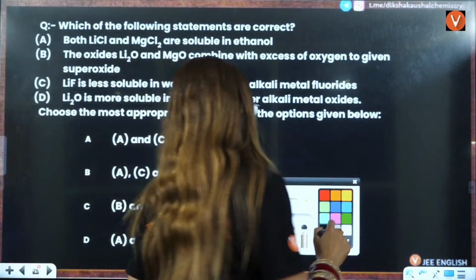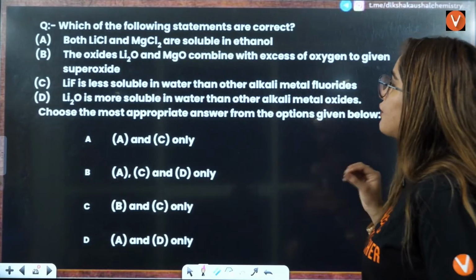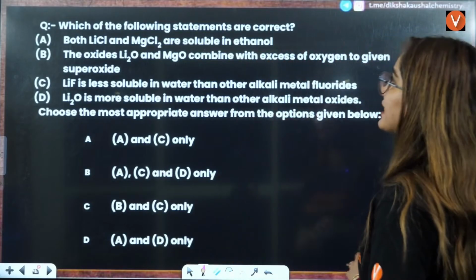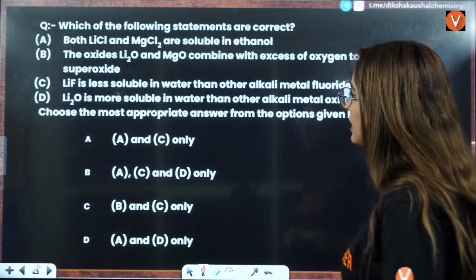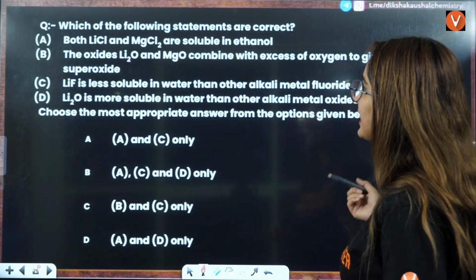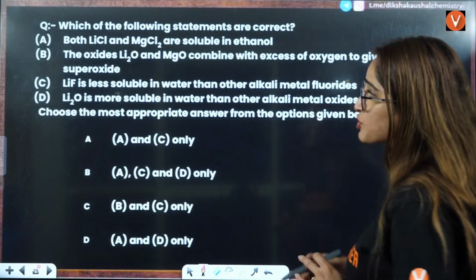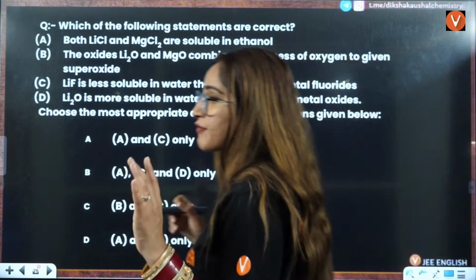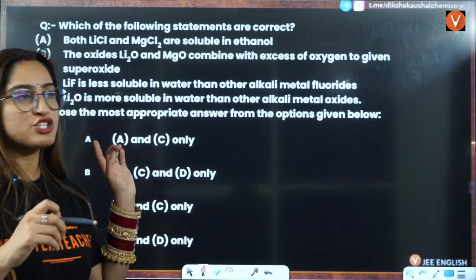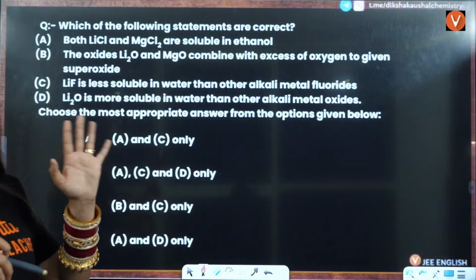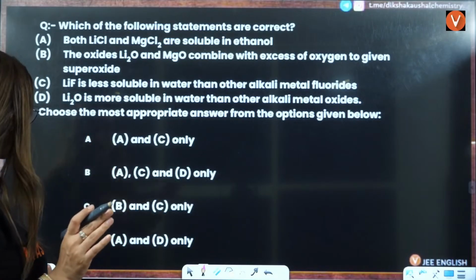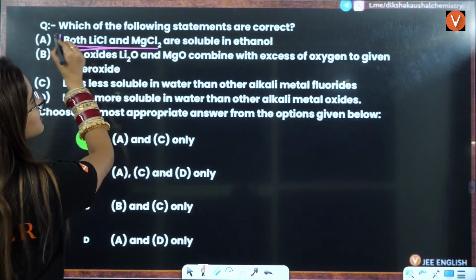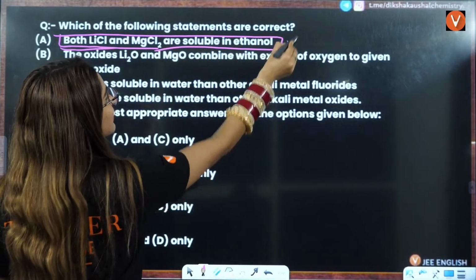Next we have, which of the following statements are correct here? The statements are: both LiCl and MgCl2 are soluble in ethanol; oxides Li2O and MgO combine with excess of oxygen to give superoxide; LiF is less soluble in water than other alkali metal fluorides. Correct and incorrect statements are very frequently asked in WBJEE, right? Like 3-4 questions will be based on correct and incorrect statements. So both LiCl and MgCl2 are soluble in ethanol. That is the correct statement.